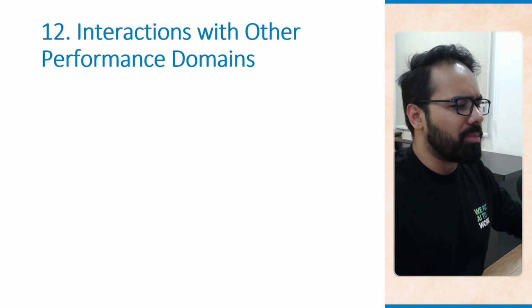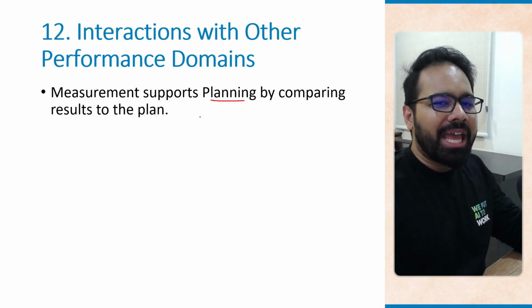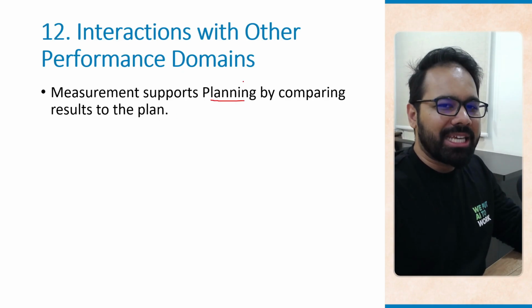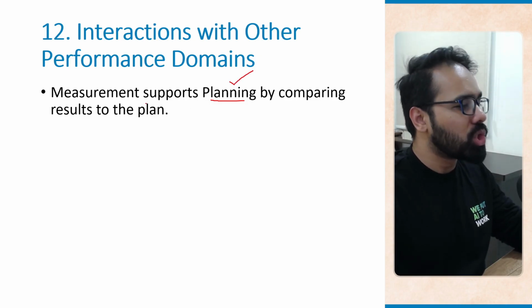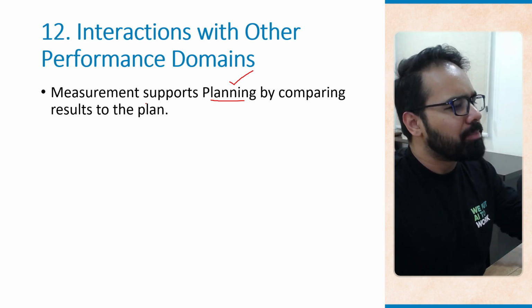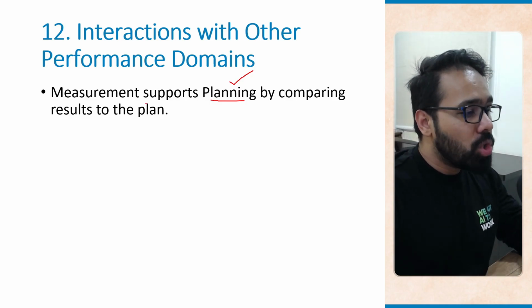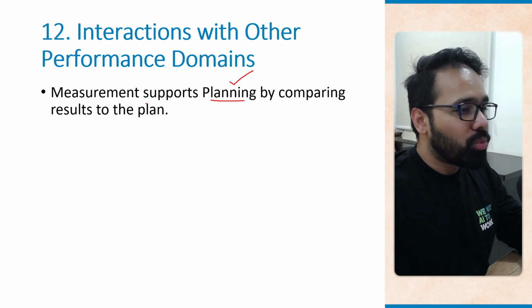Interactions with other performance domains. Now, I've said this earlier, I'll say it again. All these performance domains, they don't operate in a vacuum. All of them interact. So as an example, measurement supports planning by comparing results to the plan. So planning is another performance domain and measurement supports this by comparing results. As an example, if the plan called for 10 completed features by the third month, but only 6 are ready, the planning team knows that adjustments are needed. We shouldn't be planning for 10 completed features the next time for the next 3 months.